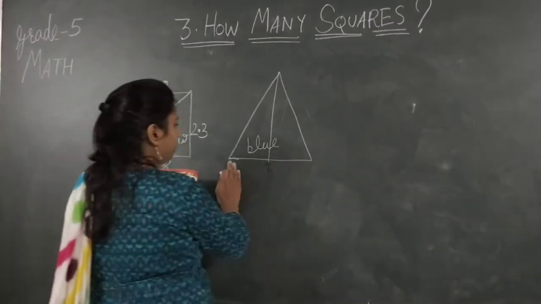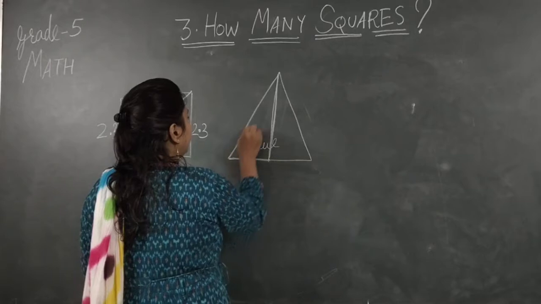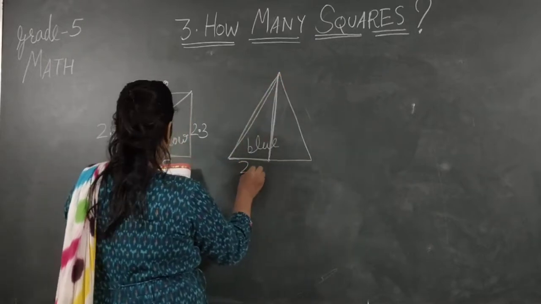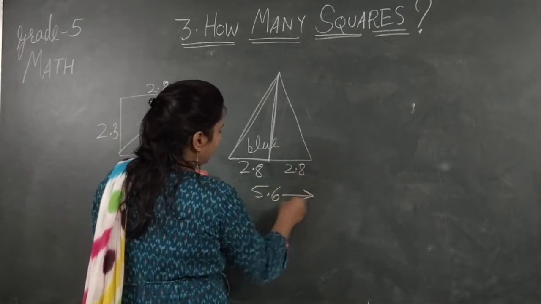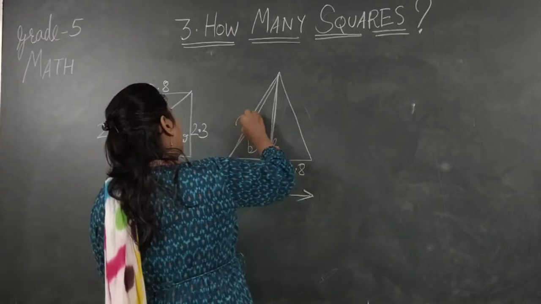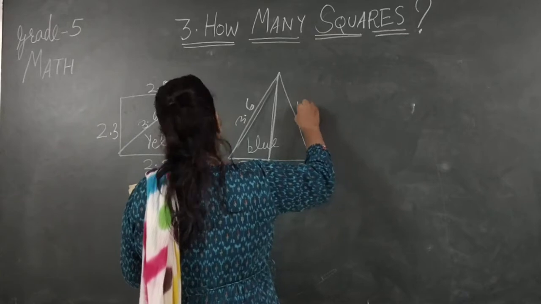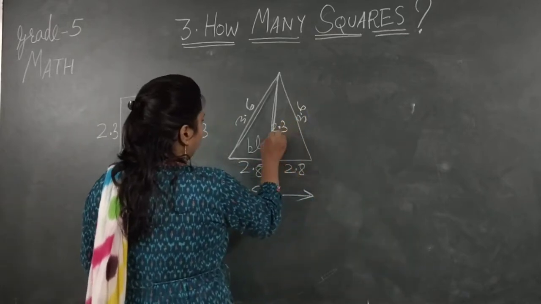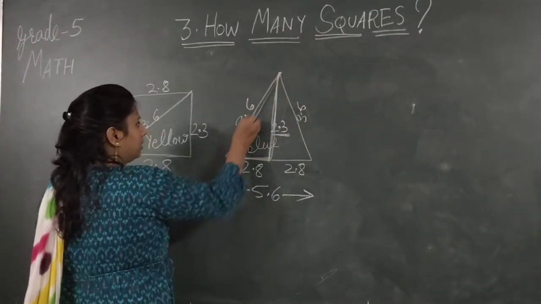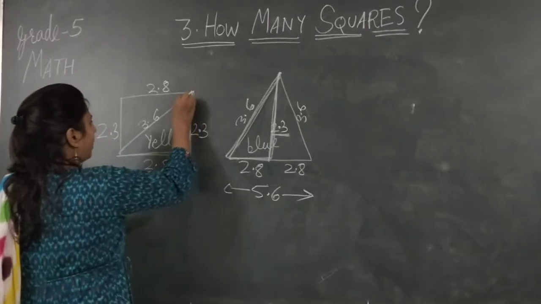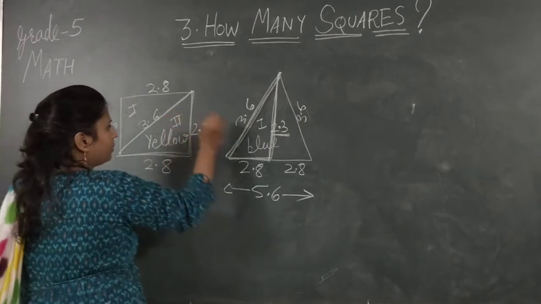Now we have to measure both sides. Here this side I got 2.8, which makes the total length of this side 5.6. Here 3.6, it is also 3.6. Here 2.3. Now we have to compare this. Take one triangle, first to first, second to second.